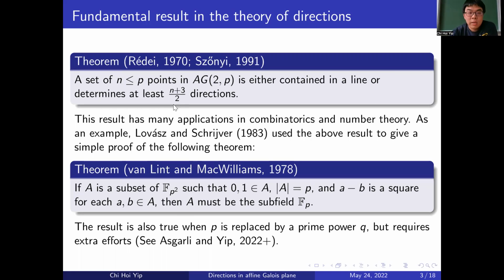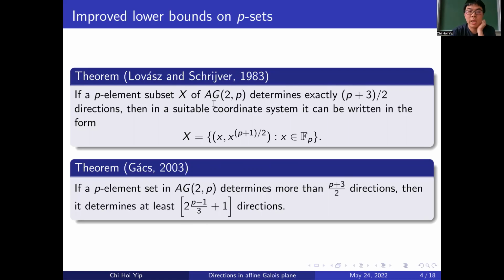Okay. So typically, given a point set U, we expect that it has many directions, and we expect that this bound is not tight. In the same paper, Lovász and Schrijver actually characterized the extremal case. They show that if we have a P point set which determines exactly (P+3)/2 directions, then after a coordinate transformation, U must be given by the graph of this particular function. So in other words, if our point set does not have this special configuration, then we expect that this lower bound can be significantly improved.